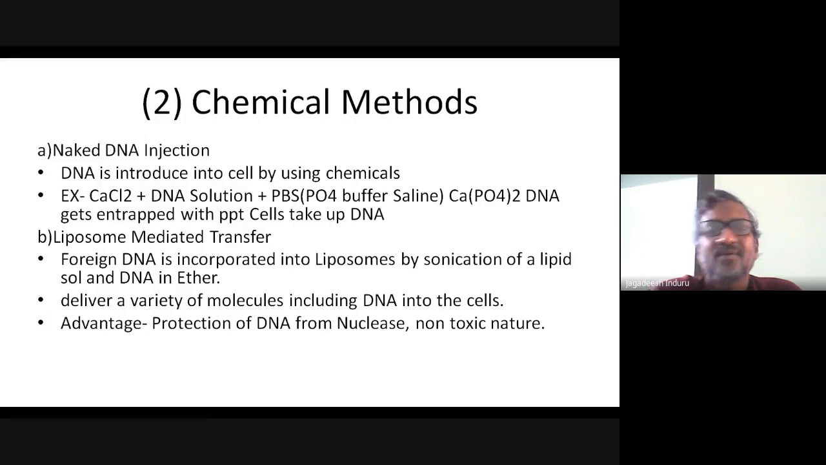So that is the calcium phosphate buffer. The DNA gets entrapped in the precipitate, the cells take up the DNA, and it will enter. So this is actually a combination of chemicals which can be introduced. These inorganic chemicals entrap the DNA and take it up to the site.